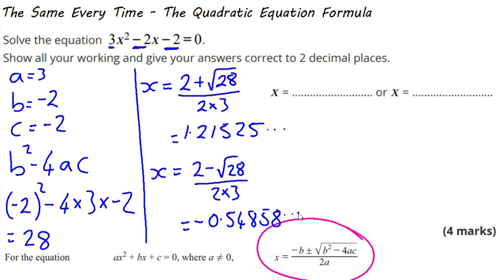My first value, 1.21, then the third digit after the decimal point is a 5, tells me to round up, so 1.22. My second solution, negative 0.54, then the next digit is an 8, tells me to round up, so negative 0.55. So there we are. Those are my 2 solutions, and I've shown all of my working, and I've given my answers correct to 2 decimal places. Same every time. If you do this every time, you're going to get yourself into the marks, you're going to get yourself full marks for this question.